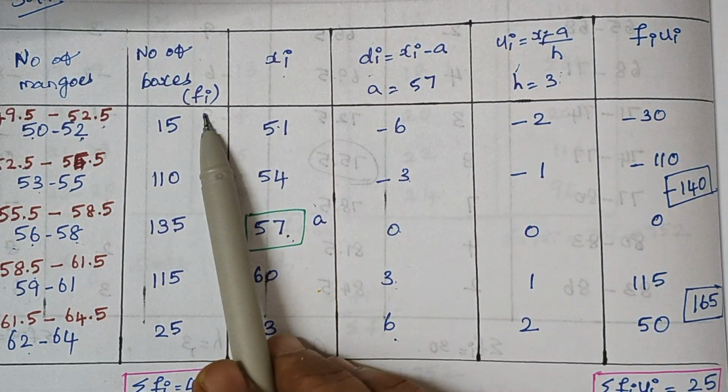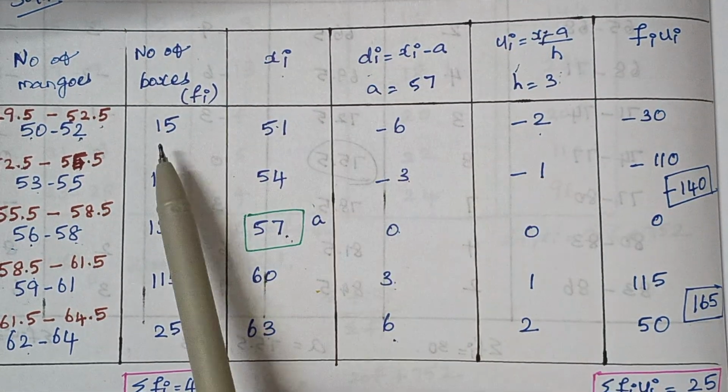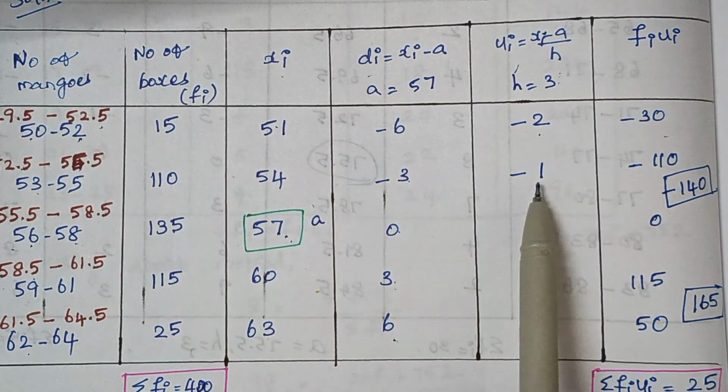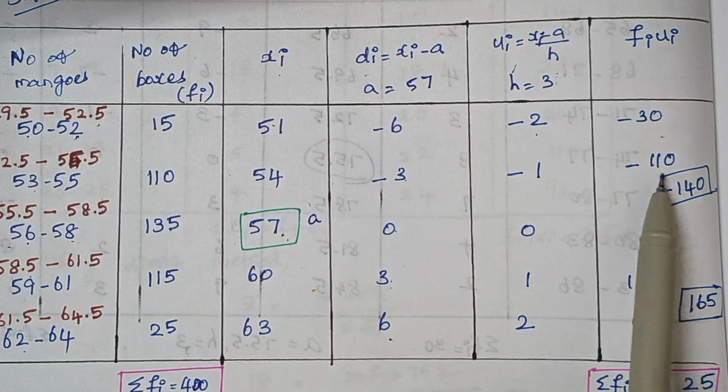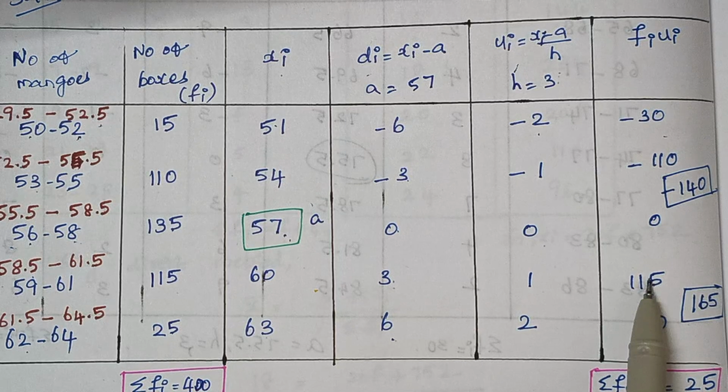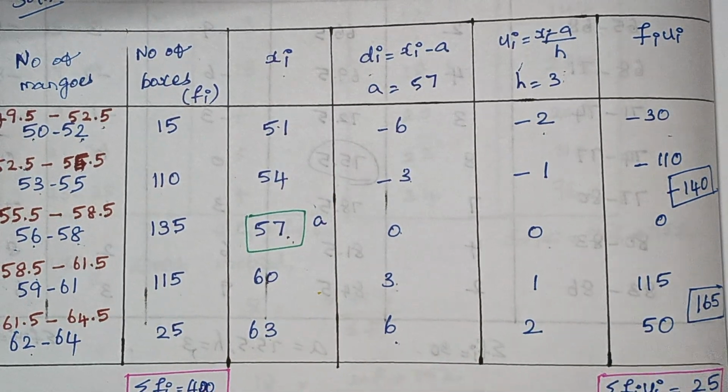Next thing is fi into ui. Here I know the value of fi and this is our ui. So 15 into minus 2 is minus 30. Similarly 110 into minus 1 is minus 110. Likewise 135 into 0 is 0 and 115 into 1 is 115 and 25 into 2 is 50.